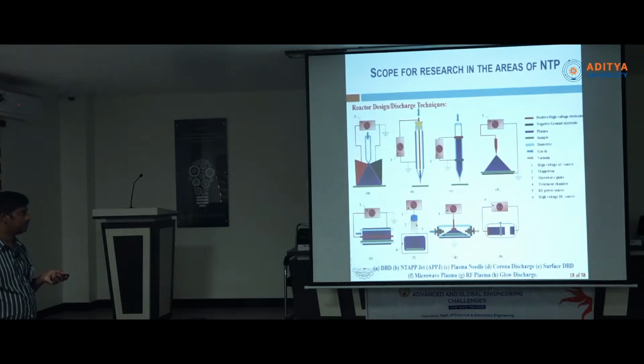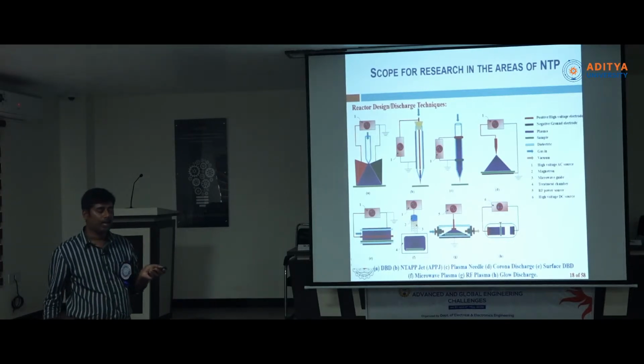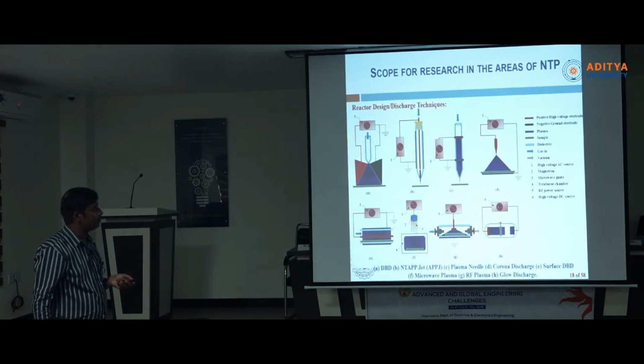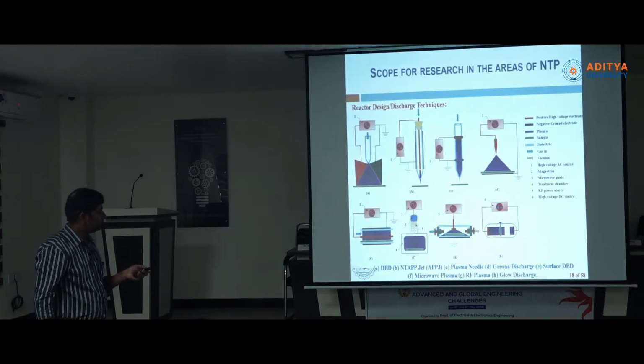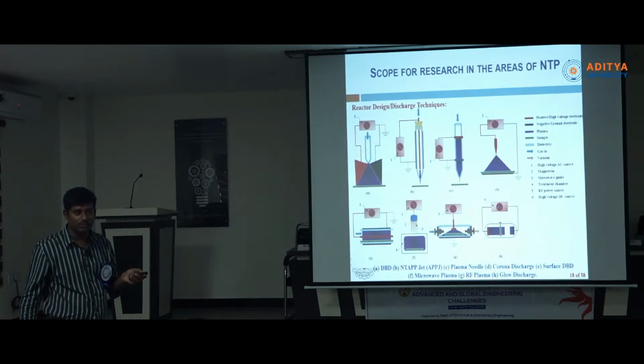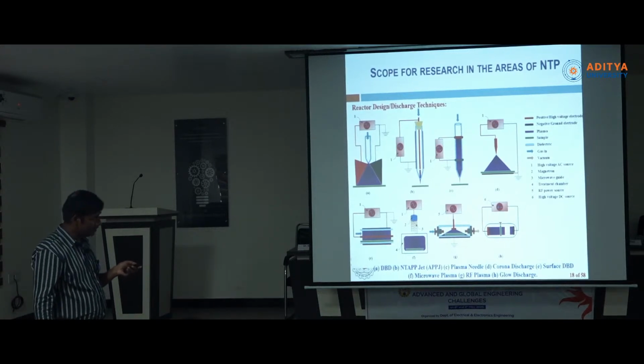Glow discharge is also there, where we apply DC high voltage. So whether we are applying DC high voltage or AC high voltage or pulse high voltage, that decides the type of discharge that can happen. So you can find so much scope for research here, for electrical engineers especially.